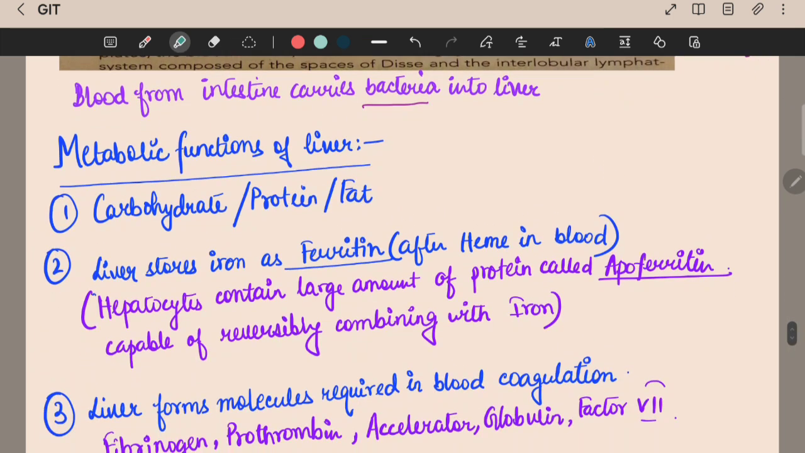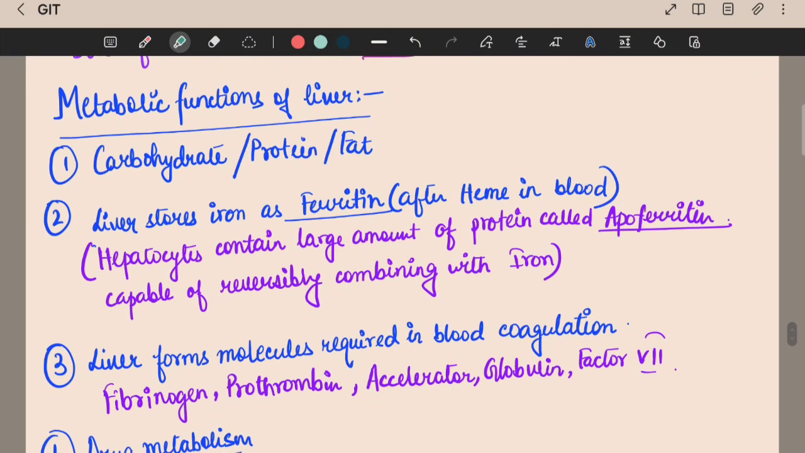Now talking about the metabolic functions of the liver, we all know that it has a key function in carbohydrate, protein and fat metabolism. How the entire metabolism is integrated, I'm not going into the details, but remember the processes, that is, what processes are happening.